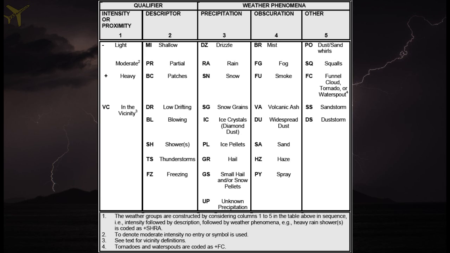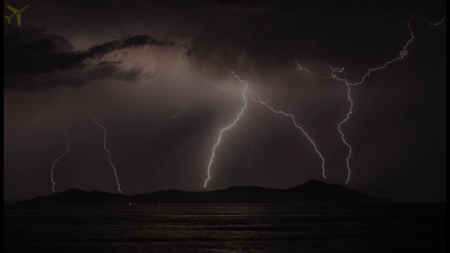The last column shows all the weather phenomena which have not yet been included and are unusual or rarely used, but they are still important. All the codes in the table can be combined to represent a weather event in particular. For example, heavy shower of rain, or heavy shower of snow, or patches of fog.